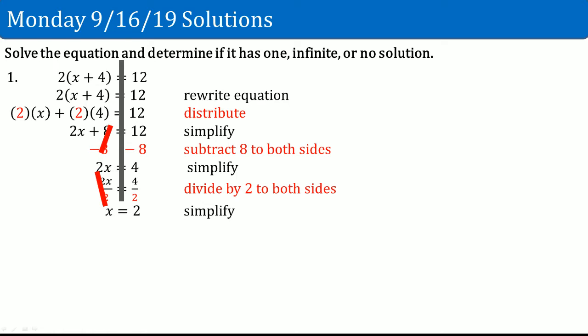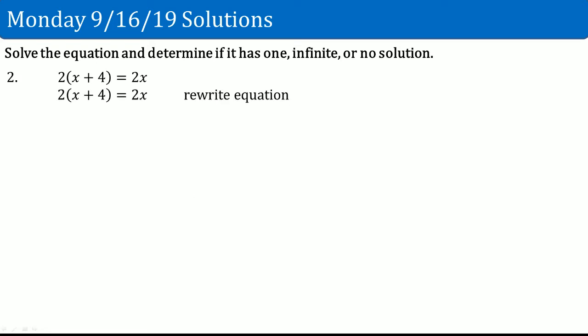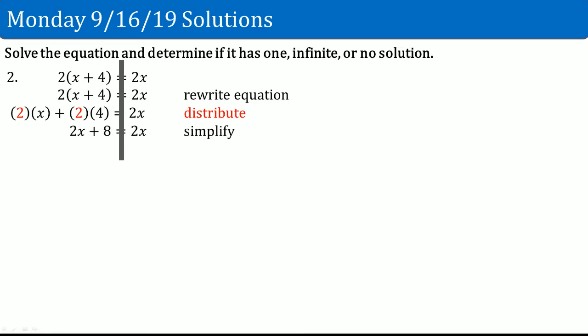So we would say this one has one solution. There's one solution because x is equal to 2. 2. Rewrite the equation and draw the line straight down. The left-hand side, 2 parentheses x plus 4, was the same one as the last problem. So distribute. That's what it looks like after you distribute.